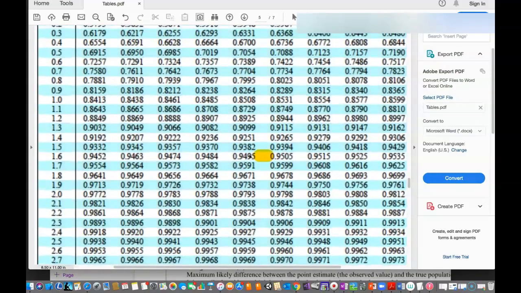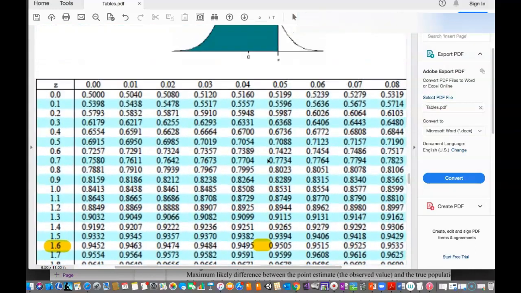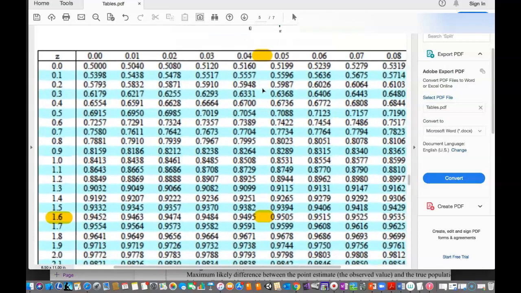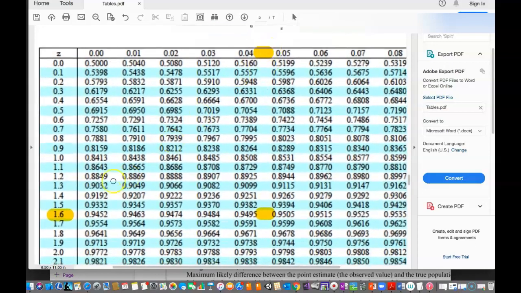Now, based on this area, going to left, we want to find what z-score is. So 1.6 and going up. Here, what I have in between, so between 4% and 5%, is 0.045. So adding these two, I have 1.6 and 0.045, so the answer is 1.645.